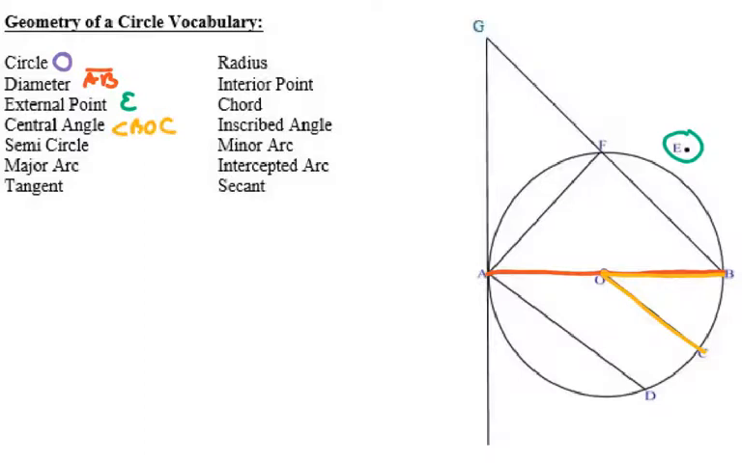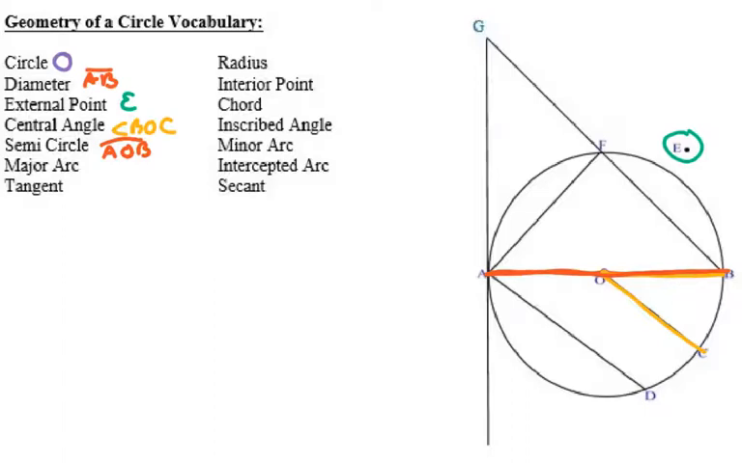The semicircle is going to be half of the circle, and that's going to be formed from our diameter AOB. So when we name the semicircle, we can name the semicircle as arc AOB.